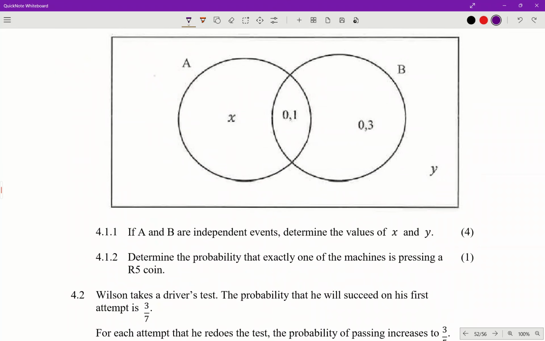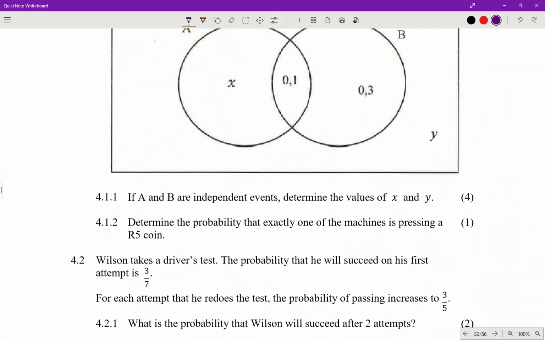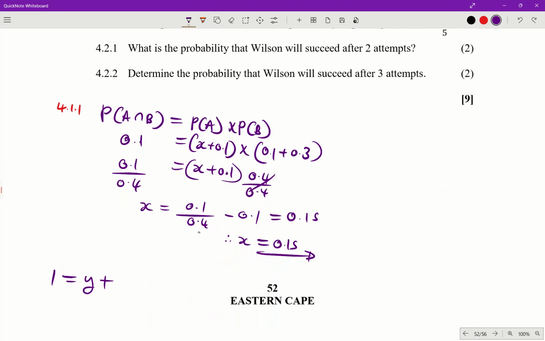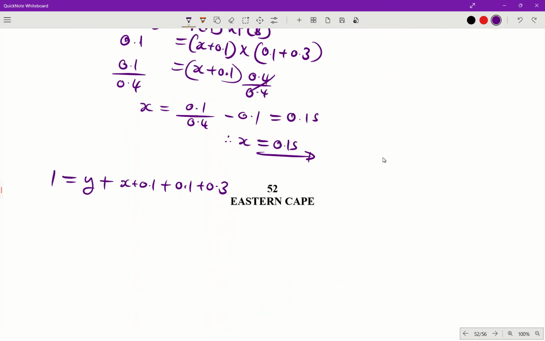To find Y there, you're just gonna say, okay, this equals 1, which is the total. You have to sum everything. So I'm just gonna start with y and then plus what? Plus this part there, x plus 0.1 plus 0.1 plus 0.3. You know where this came from. So this is the b part there, focusing strictly on b.